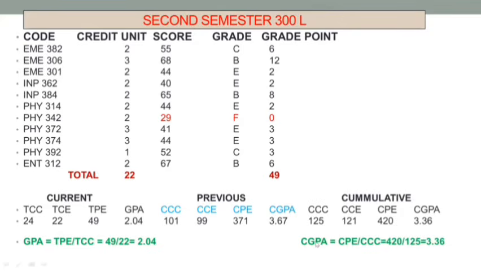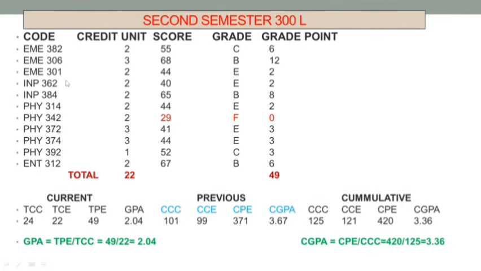Let's look at the cumulative. The cumulative is CPE over CCE. So 402 divided by 125. So it's now on 3.36. Previously, it was on 3.67. Now it's on what? 3.36. Who knows the reason? Is because of what? Poor performance in second semester 300 level.